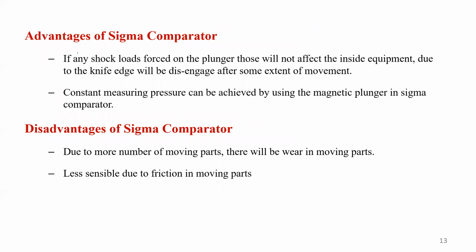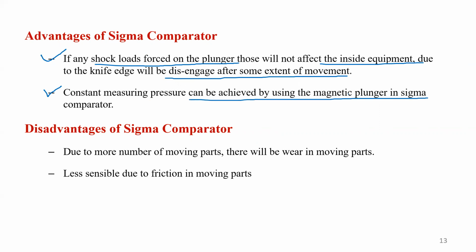So what are the advantages of sigma comparator? If any shock loads are forced on the plunger, those will not affect the inside equipment because the knife edge will be disengaged after some extent of the movement. That is the major advantage of this sigma comparator. And the second advantage is the constant measuring pressure can be achieved by using the magnetic plunger in sigma comparator.